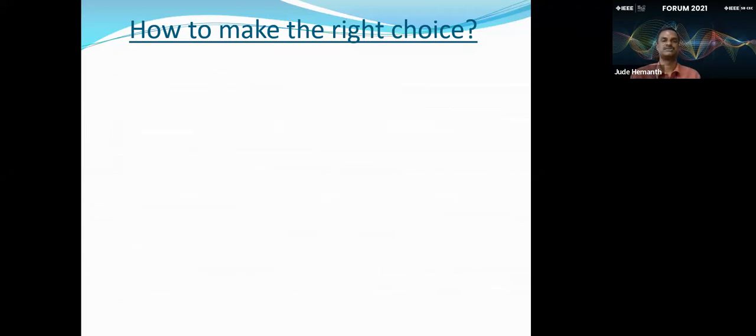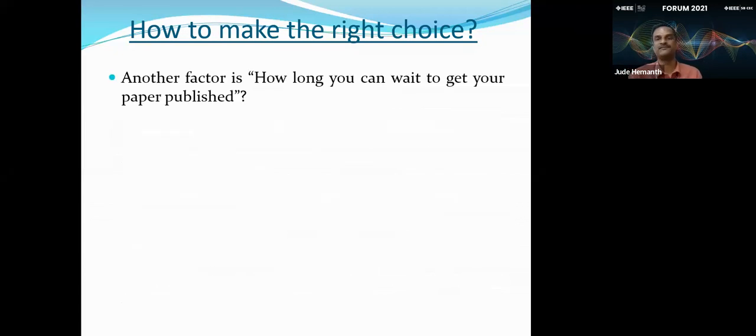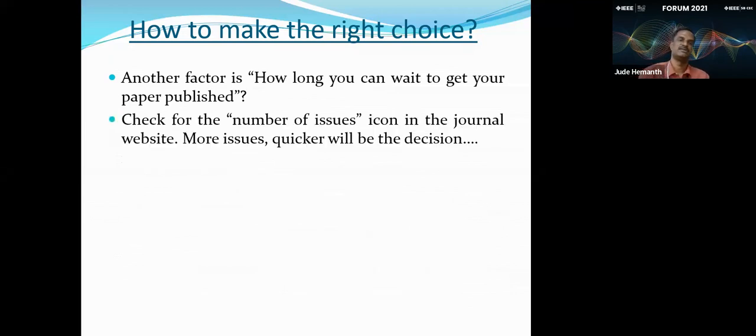How long you can wait to get your paper published? Some journals will have 12 issues, 24 issues. That information is available in the journal. Some journal will have only 2 issues. If that is a 2 issue, you have to wait for at least 1 year to get your paper published. So do not go for there. If that is the case, then you may face problem in the later stage.